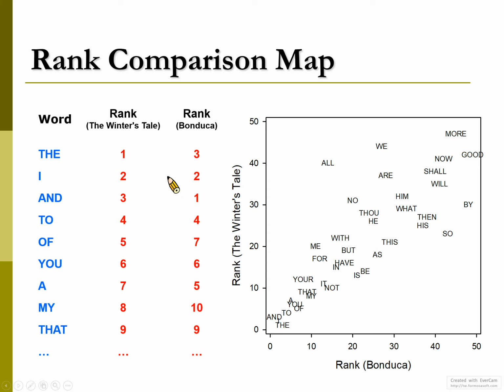So if the two plays have the same word rank order statistics, you would expect these words to be placed on the diagonal line, which means that they have the same rank order statistics. But in this case, you will observe that they have quite different rank order statistics because the words are away from the diagonal line.